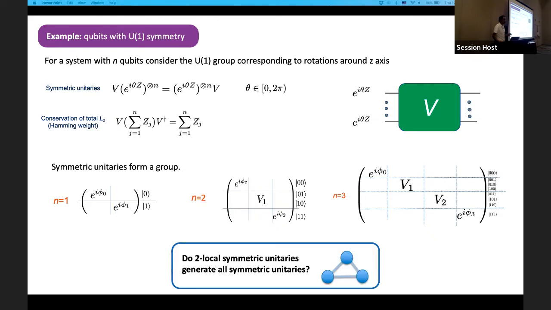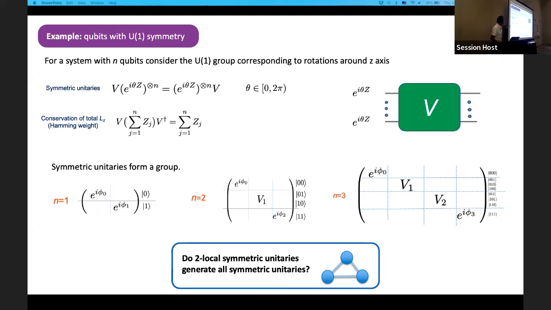And now I can ask the simplest version of the question that I want to study here. The simplest question is about 3 qubits. It's just about 8 by 8 matrices. Can I implement a general unitary of this form, 8 by 8 unitaries that are invariant under the action of the group, by applying two-local unitaries that are invariant under the action of U1, but act only on a pair of qubits and act trivially on the third qubit, basically, right? So this is the simplest version of the question that I want to study.